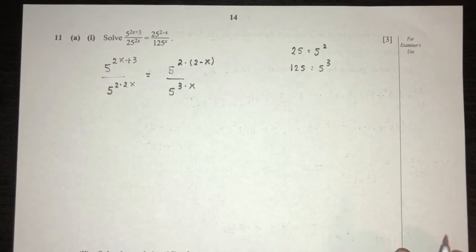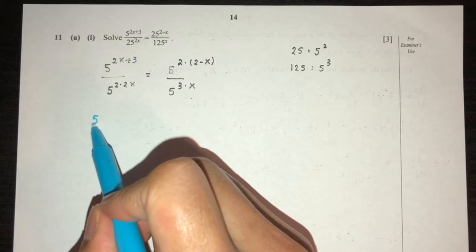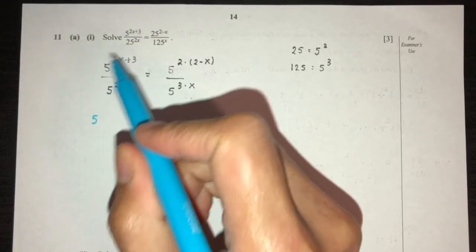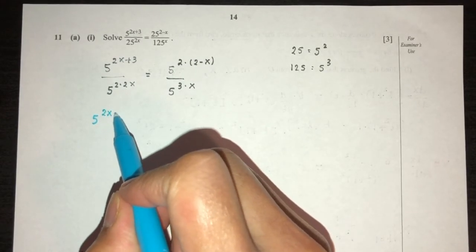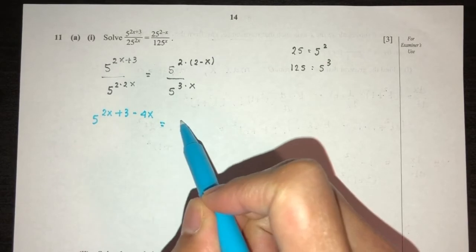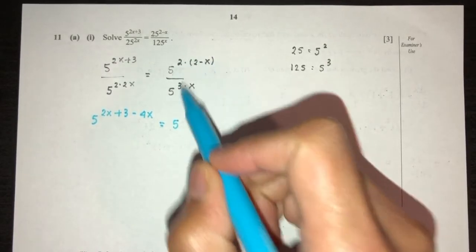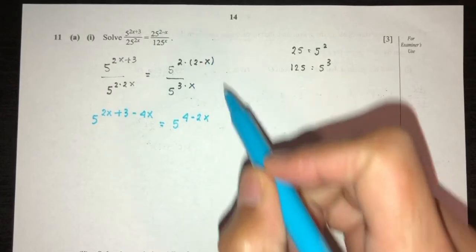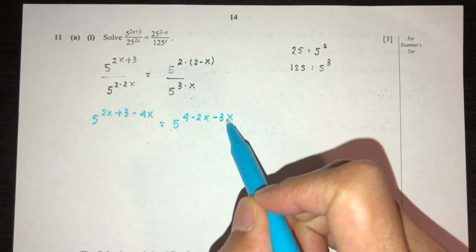So now we can solve this equation step by step. Let's simplify each side. We have 5 as the base. They are the same for both, so we can bring this up. So you have 2x plus 3 minus 4x equal to 5x, expand the brackets, you will have 4 minus 2x, and you bring this up, it will become minus 3x.